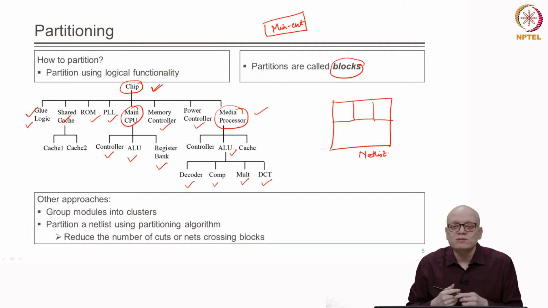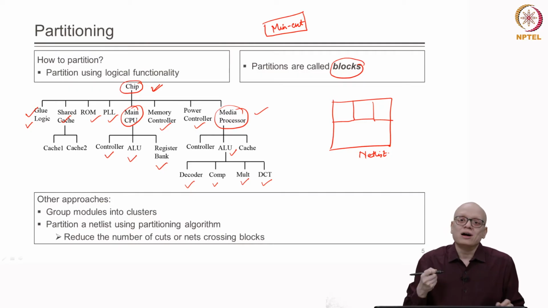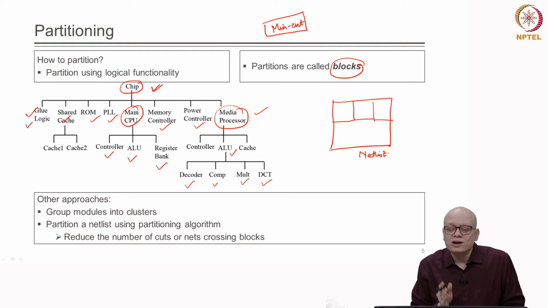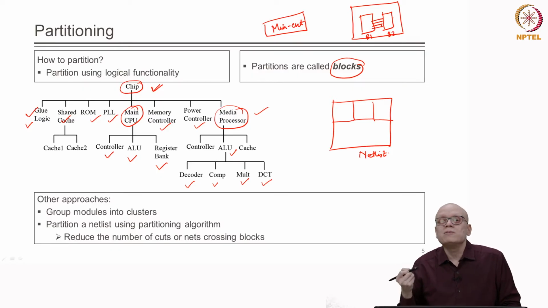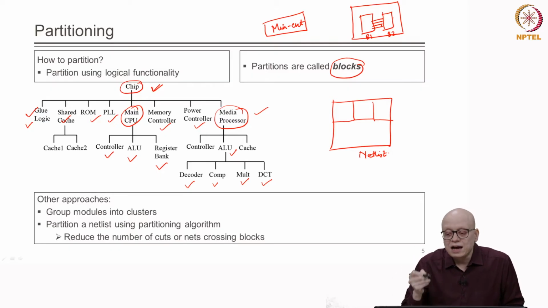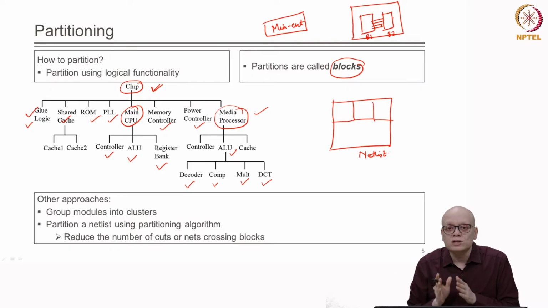This is one of the objectives that can be used by the partitioning tool. So, why do we want to minimize the number of cuts? What we mean by cut is that suppose this is a top level design and we had a block B1 and another block B2. Now, how many nets are crossing between these two blocks? Those are basically cuts, and we want to minimize the number of cuts.